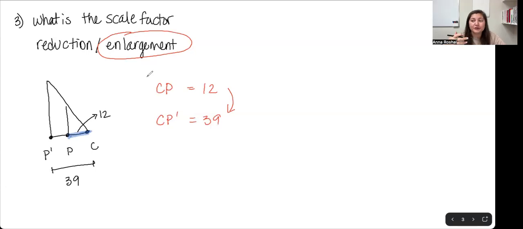Now, when I'm thinking of enlargement, I'm thinking double, triple, quadruple, quintuple, right? Like I'm thinking of multiplying by a whole number or a mixed number, right? So like 2.5 times is great. 10.5 times is great. So that means I'm going to take this 39 and divide it by 12 to give my actual scale factor. Now, 39 divided by 12 is going to be a little bit gross in decimal form, but I know that 3 goes into both of these. So I would simplify by dividing both by 3 to end up with 13 over 4.